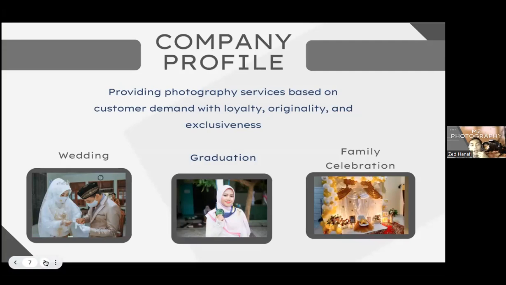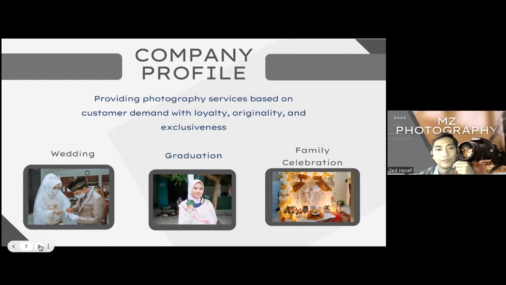So here I will explain to you about the company profile. Previously, let me introduce myself. My name is Fahrozy, and here my position is in MZ Photography as the owner or the founder. My job here is like a team leader at MZ Photography. I lead my teammates to develop MZ Photography.